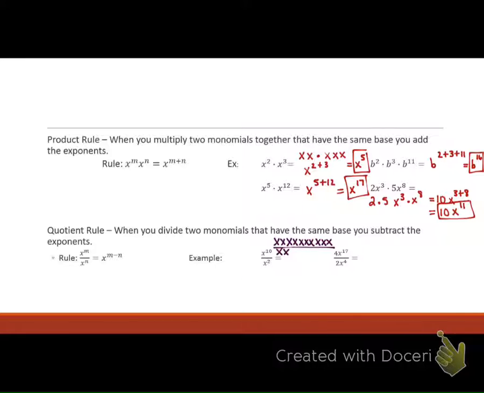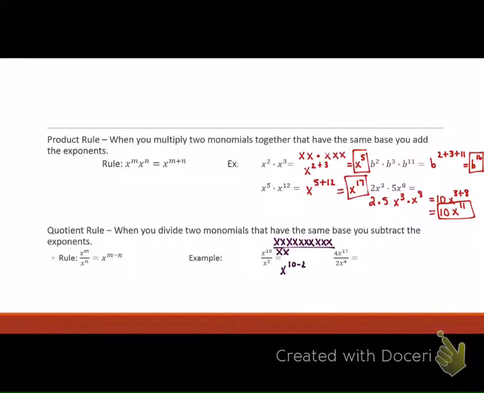What do you do when you divide? What does it tell you to do when you divide? Subtract. So it would be 10 minus 2. Let's just see if that gives you the same thing. So this cancels those two x's out, right? They become 1s. And I have 1, 2, 3, 4, 5, 6, 7, 8 remaining. What's 10 minus 2? 8. So either way, we get x to the 8th. So that's why that happens there.